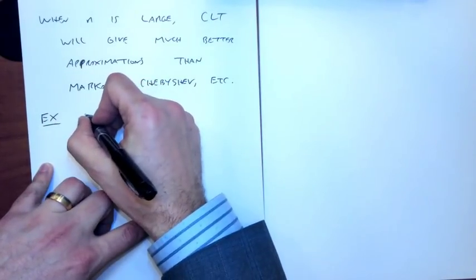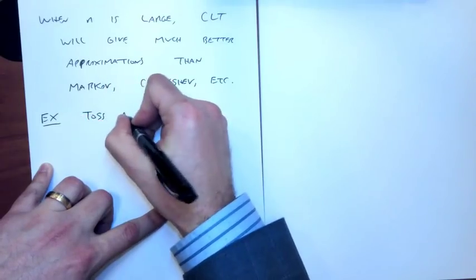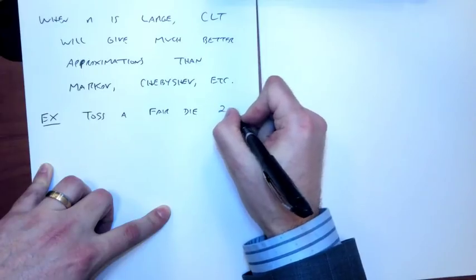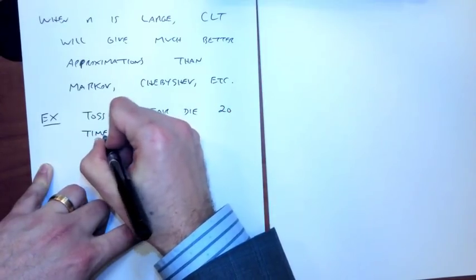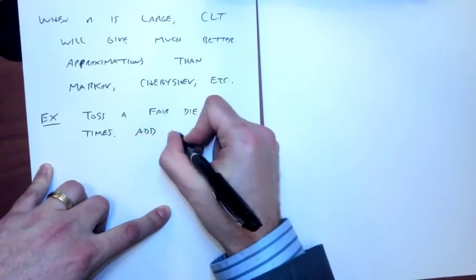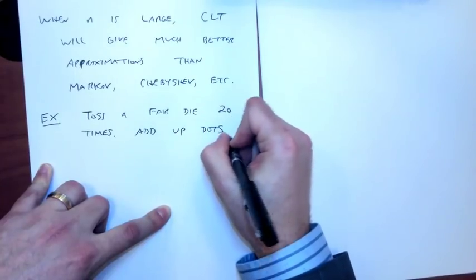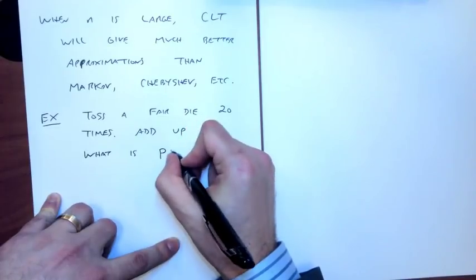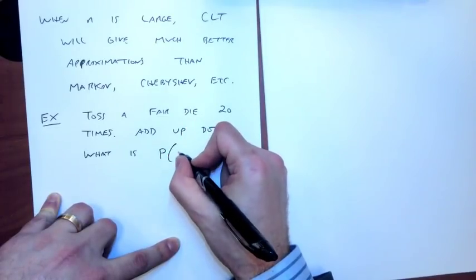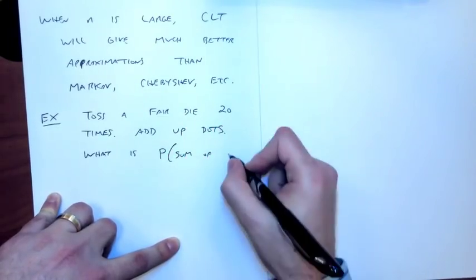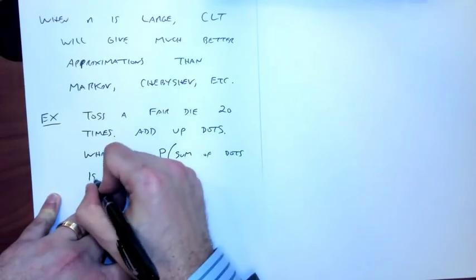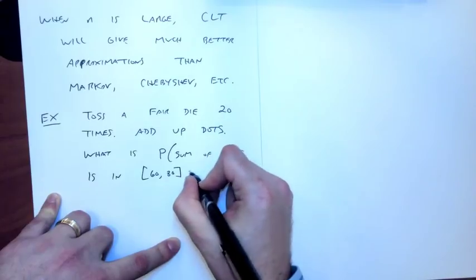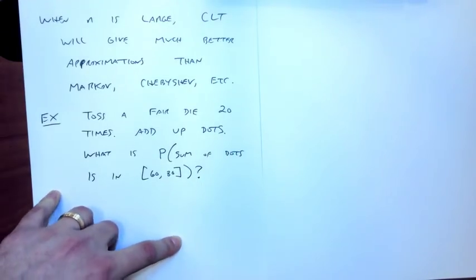Okay, so let's toss a fair die 20 times. And we're going to add up all those dots on all those 20 flips. What is the probability that the sum of dots is in the range 60 to 80? Okay.